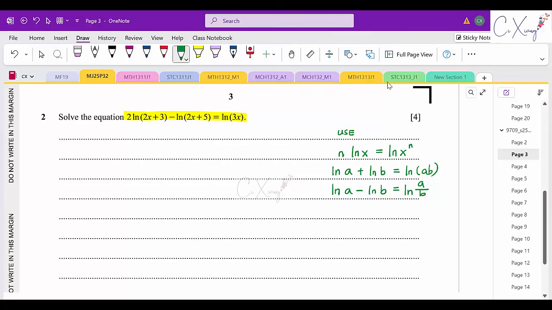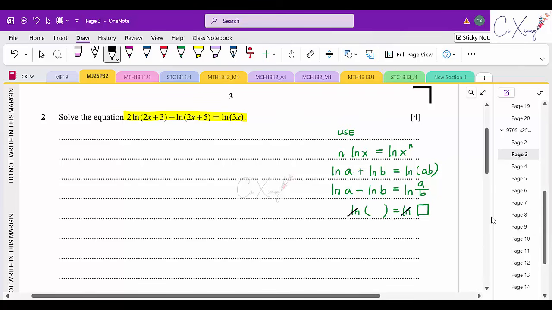Okay, and one more thing, if let's say you're having ln something equals to ln something, then only you can simplify and cancel off the ln. If let's say you're having ln something equals to ln something plus something, then you cannot just cancel off like that, yeah? Alright. Okay, so let's start with the equation that we have here.